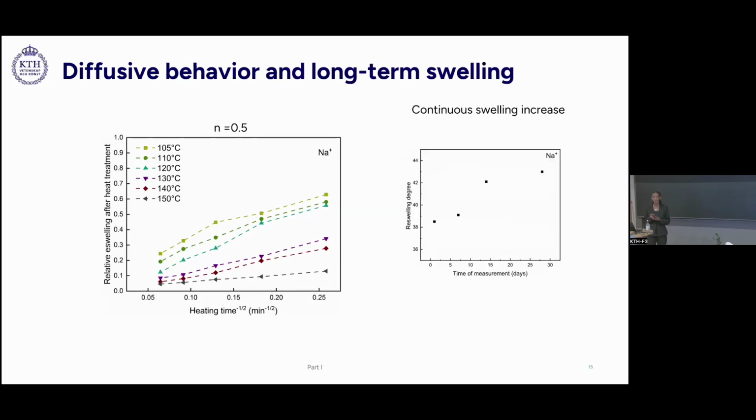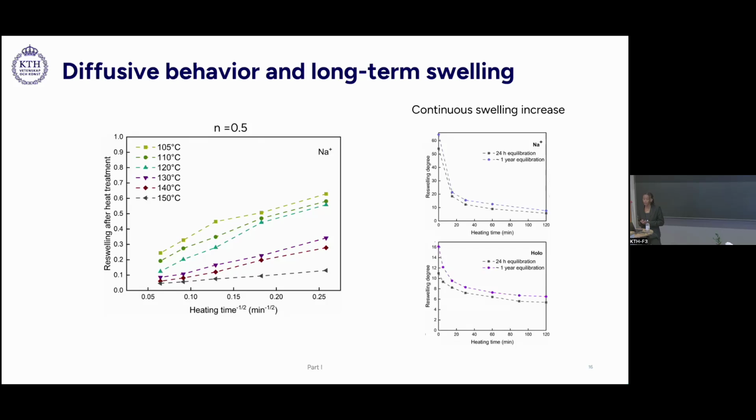We then further continued to look at the long-term swelling of the aged sheets. What we noted was that equilibrium is not actually reached after 24 hours. Rather, the sheets continue to reswell, but on a much slower time scale, and this continued for at least up to a year. Interestingly, the hollow CNFs exhibited the highest increase in reswelling. This could be related to the limitations in dense packing due to the branched and non-ordered structure of the hemicellulose.